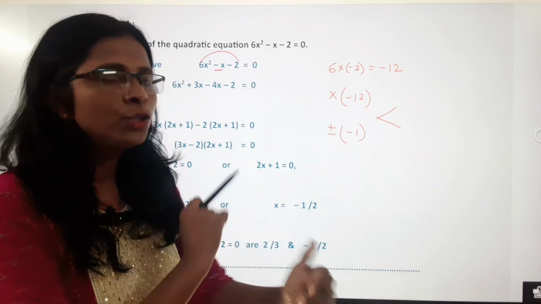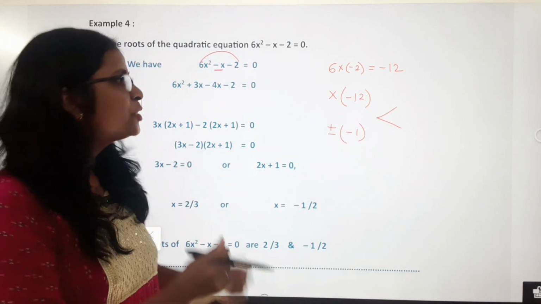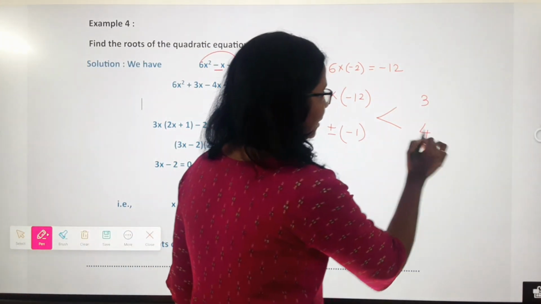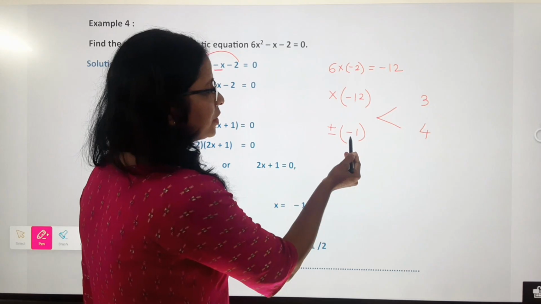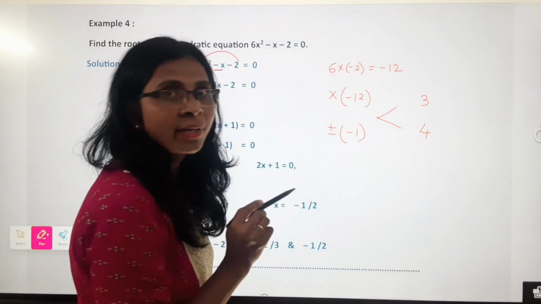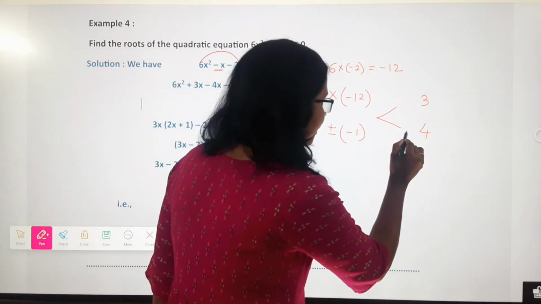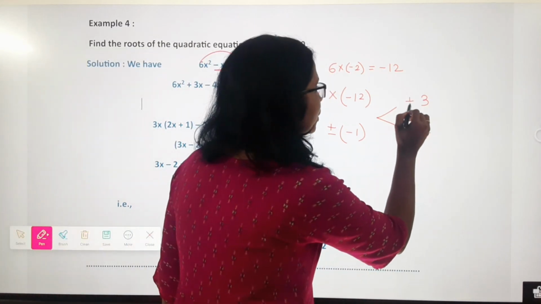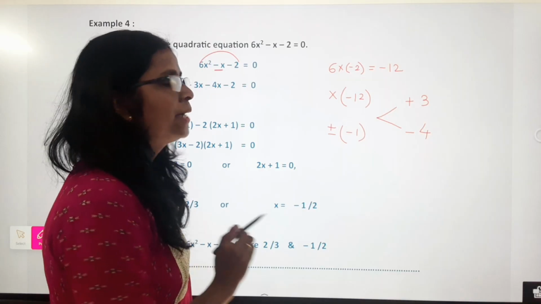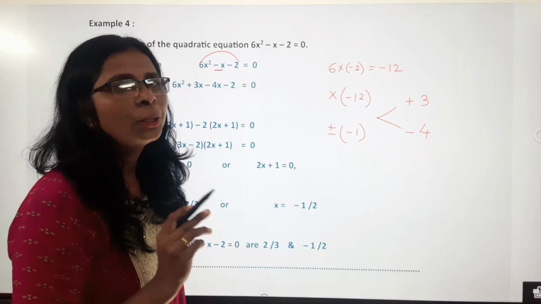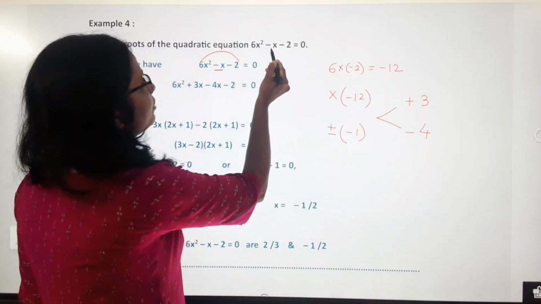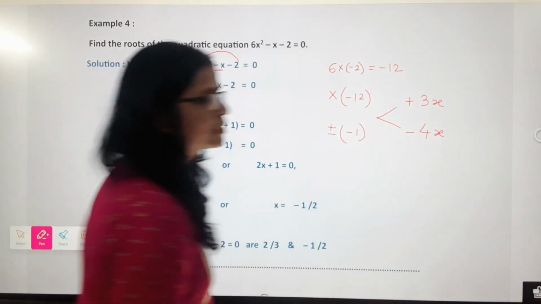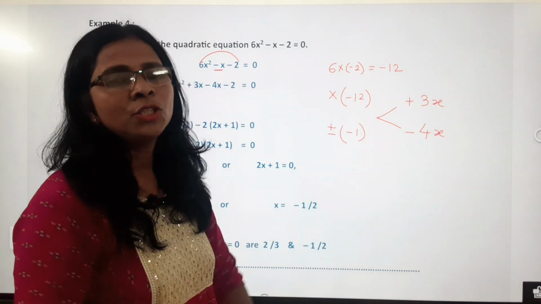So which are these two numbers? These two numbers are 3 and 4. 3 fours are 12. But here we want the addition or subtraction to be minus 1. So to get the answer, 4 has a minus sign and the 3 is positive. So positive 3 and negative 4 are the two numbers. And here our variable is x. So positive 3x and negative 4x are the two such numbers.